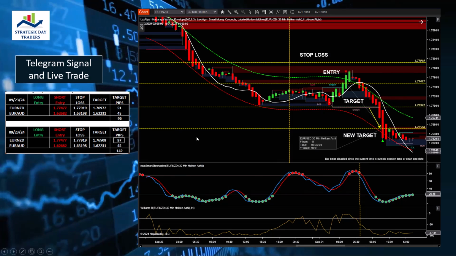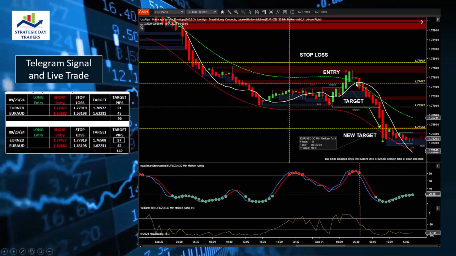This is a little bit more detail of what the entries and the exits look like. So for example, on the Euro New Zealand dollar, which is this chart right over here, on this trade a few days later, we had a long that was called at 1.77477. This is around 7 to 8 p.m. Eastern time. We hit that target. So you see, we pulled back. This is a short trade that I posted.